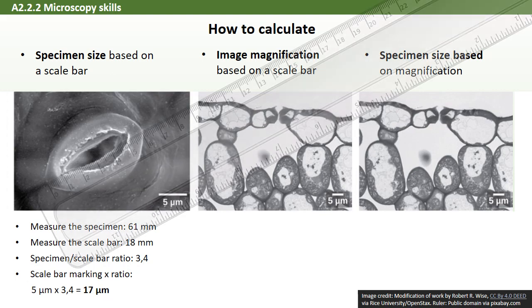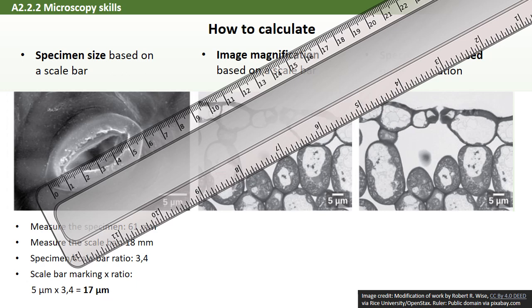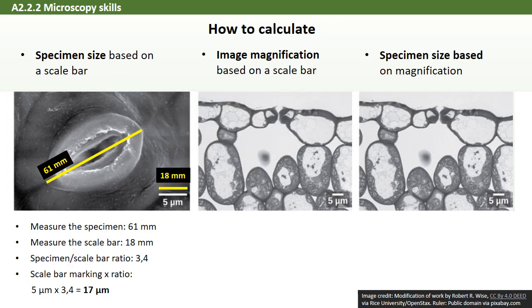Well, first you take your ruler and you measure the specimen. And let's say it looks like it's 61 millimeters long on the paper. Then you measure the scale bar, which seems to be 18 millimeters. Then you calculate the specimen to scale bar ratio. So 61 divided by 18, that's 3.4.